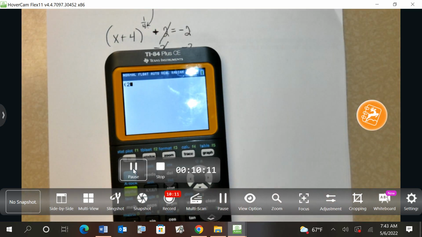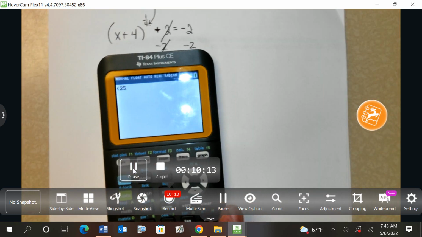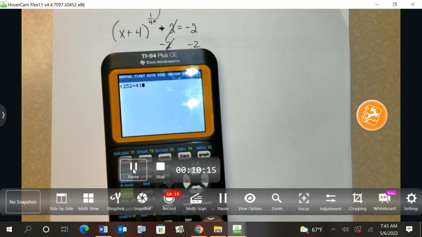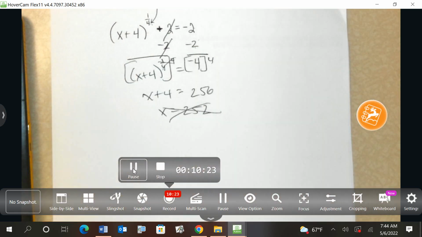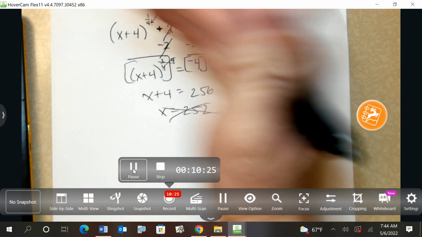So I have 252, add 4, raise it to, in parentheses, 1/4. I add 2, and I get an answer of 6, not an answer of -2. What does that mean? This is an extraneous solution, and there is, in fact, for this problem, no solution.